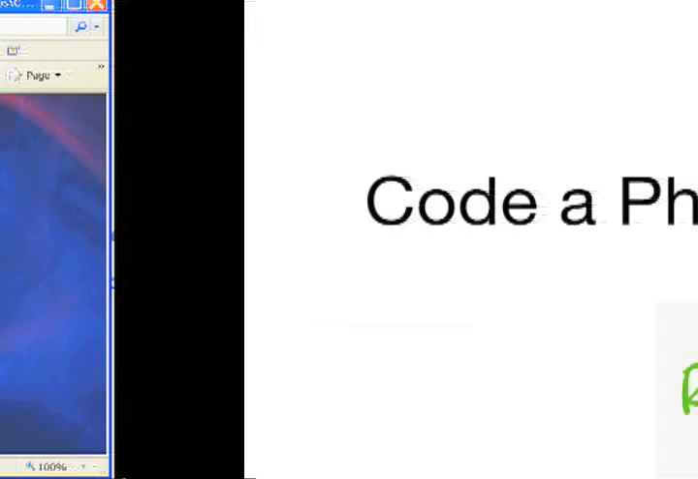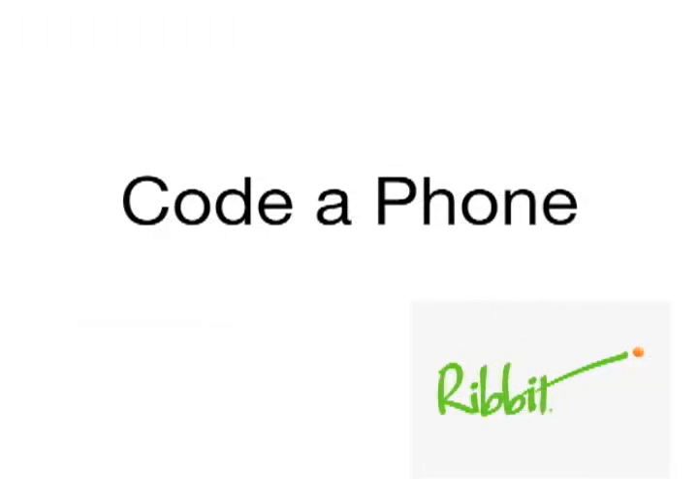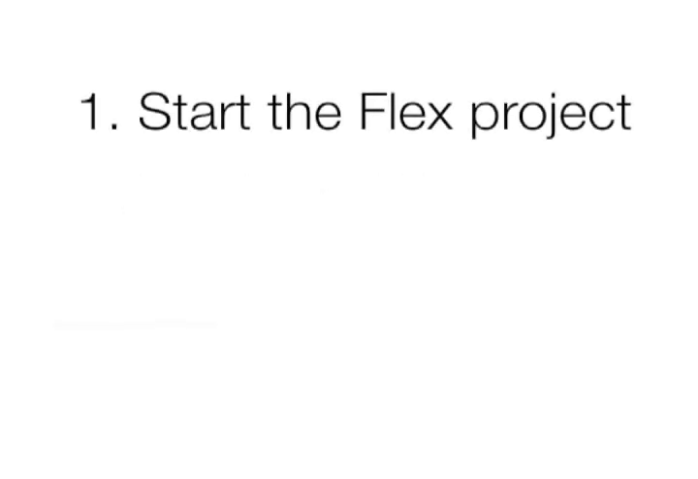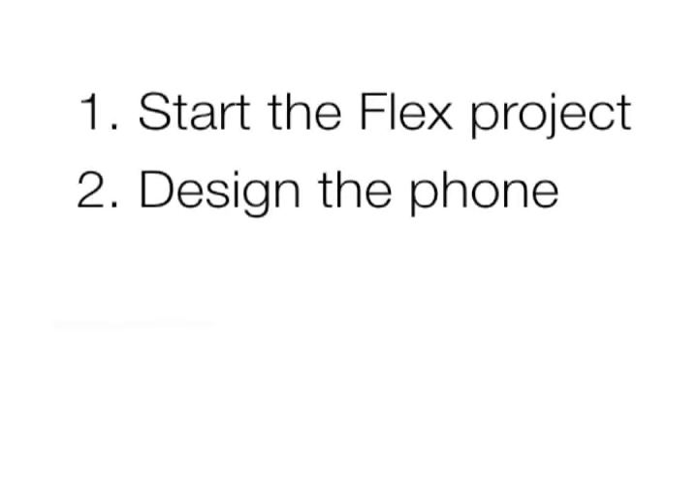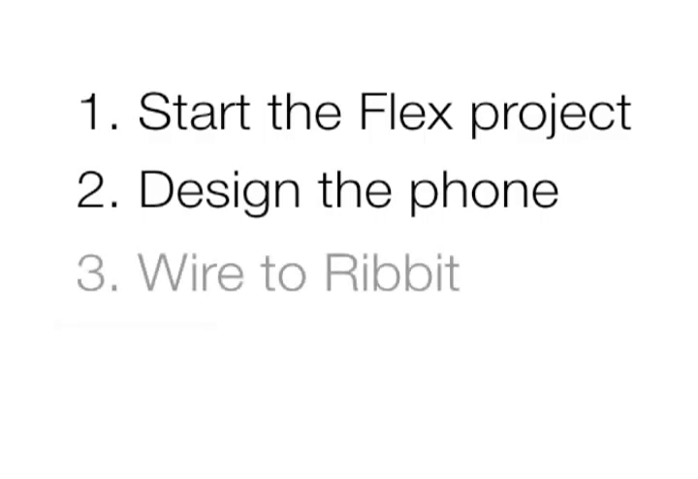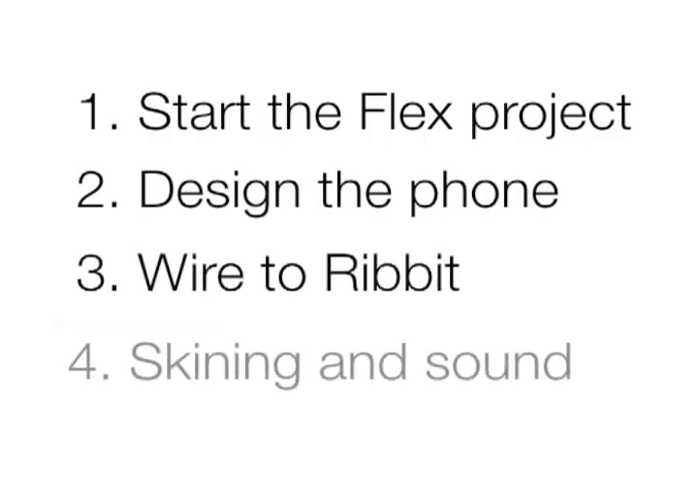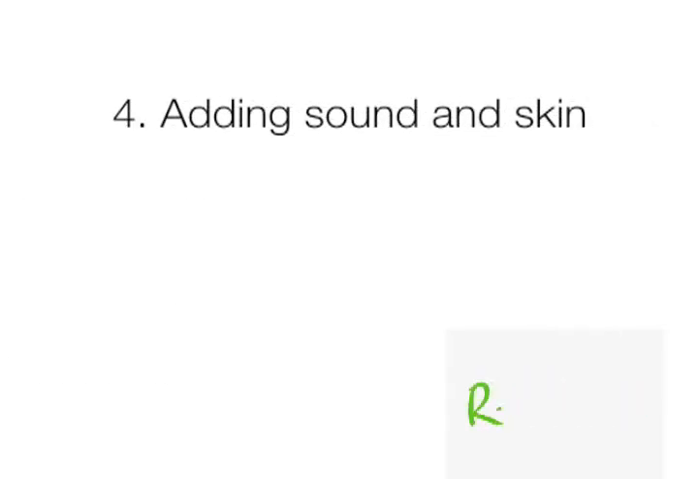In this series, we're going to have 4 different chapters. In the first chapter, we're going to get the Flex project started. Second, we're going to design the phone in Flex Builder. Third, we're going to wire the phone to the Ribbit platform. And fourth, we're going to add a skin and add some sounds to the application.